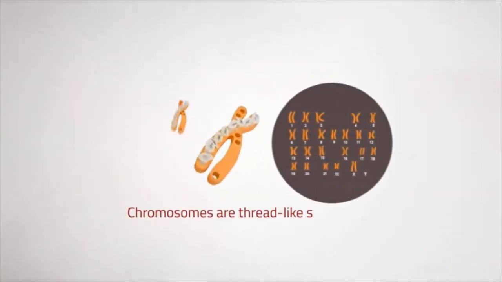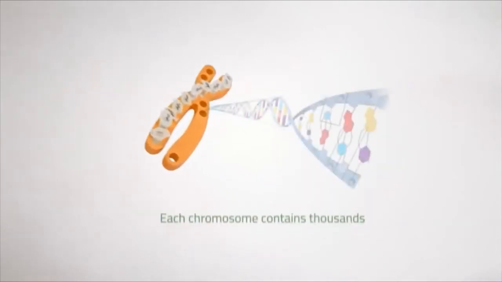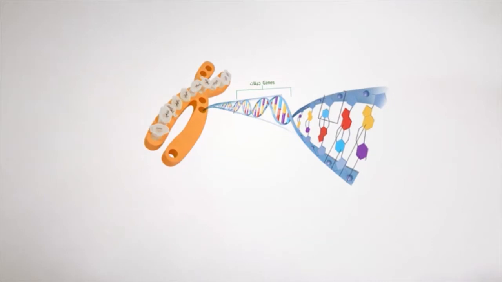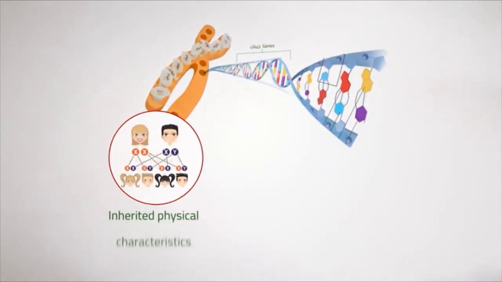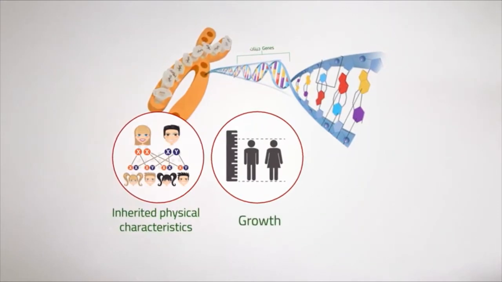Chromosomes are thread-like structures containing the body's genetic blueprint. Each chromosome contains thousands of genes in specific locations, which are responsible for a person's inherited physical characteristics, and they have a profound impact on growth, development, and function.